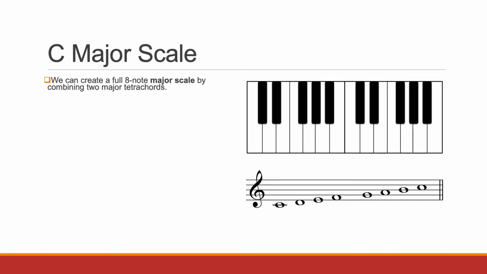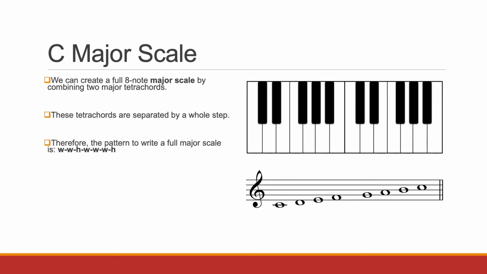C major scale. We can create a full 8-note major scale by combining 2 major tetrachords. These tetrachords are separated by a whole step. Therefore, the pattern to write a full major scale is whole, whole, half, whole, whole, whole, half. So our first tetrachord starting on C, whole, whole, half. A whole step of separation, and then our tetrachord on G, whole, whole, half.